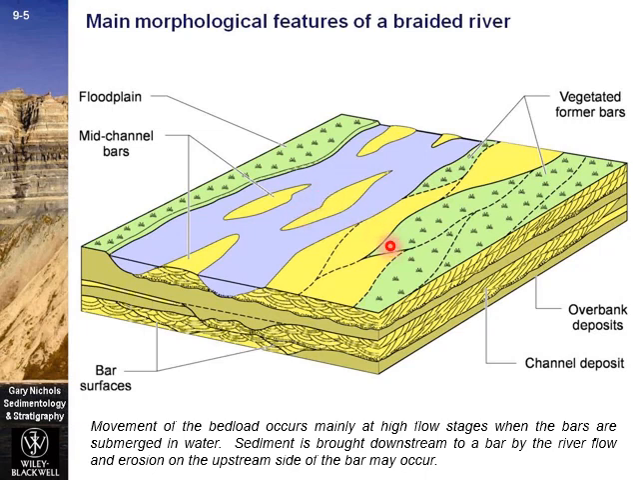Movement of bed load occurs mainly at high flow stages when the bars are submerged in water. Sediment is brought downstream to a bar by river flow and erosion on the upstream side of the bar. In bars composed of gravelly materials, the clasts accumulate as inclined parallel layers, which can be observed as imbrication, especially on the downstream bar faces. You can also have lateral accretion.